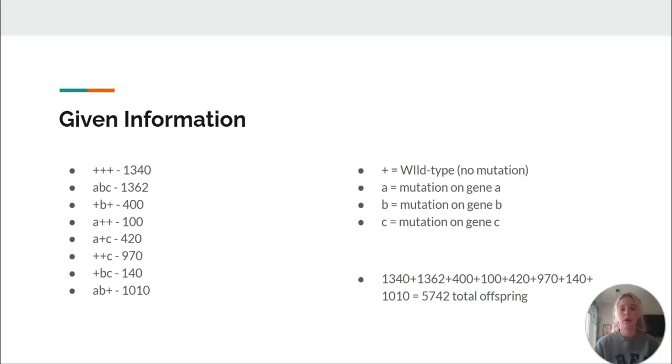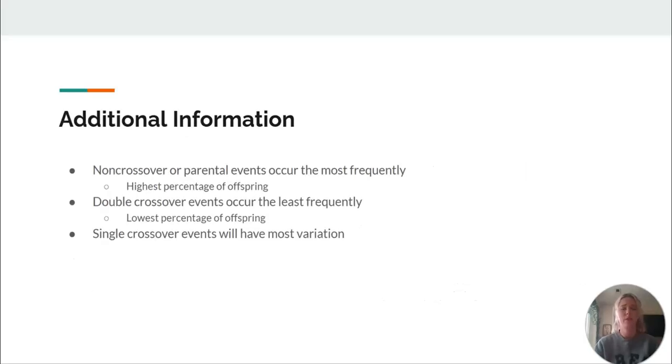One of the first things we're going to want to do is figure out the total number of offspring. So we add together all of these offspring and get 5,742 total offspring. Some additional information we want to know is the difference between non-crossover, double crossover, and single crossovers. So non-crossovers are the most frequently occurring in offspring because that homologous pair is going to always have one of those chromosomes that does not cross over. So those parental chromosomes are going to be the highest percentage.